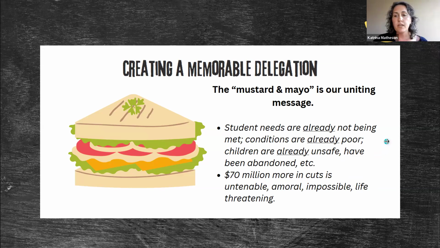So an example of our uniting message is that student needs are already not being met. Conditions in our schools are already poor. Children are already unsafe. They've been abandoned in their classroom, right? 70 million more in cuts, or whatever the number might be for your board. Making more cuts anywhere in the system is going to stress our kids too much. It's going to stress our classrooms too much. It's going to stress the teachers. We cannot make any more cuts. The system cannot handle it. It's immoral.